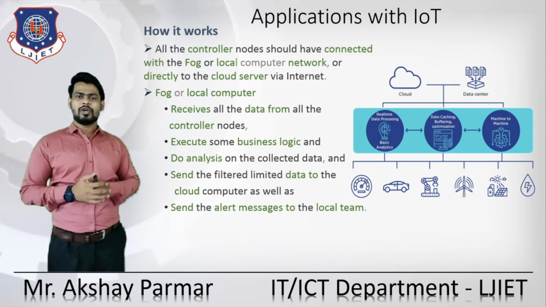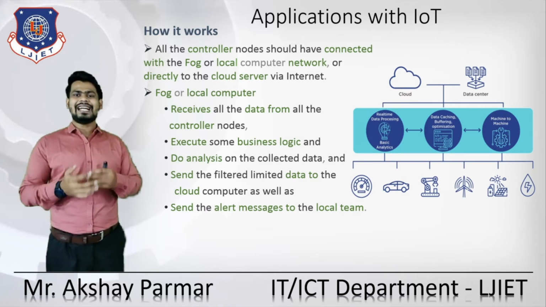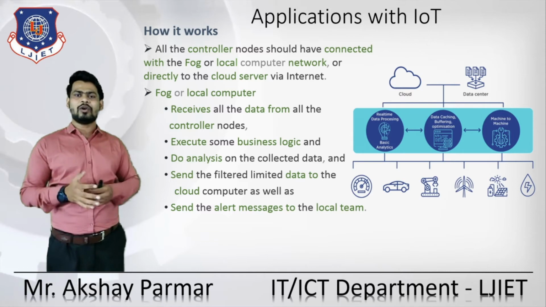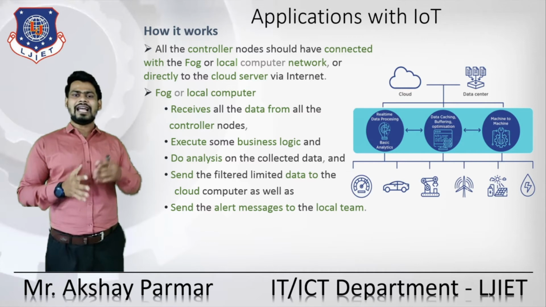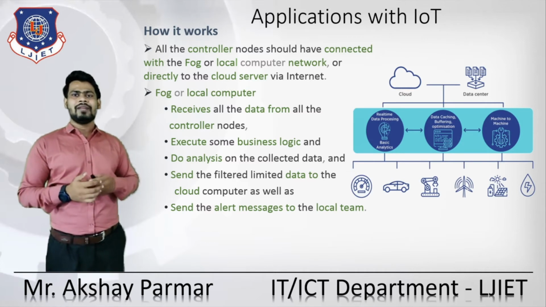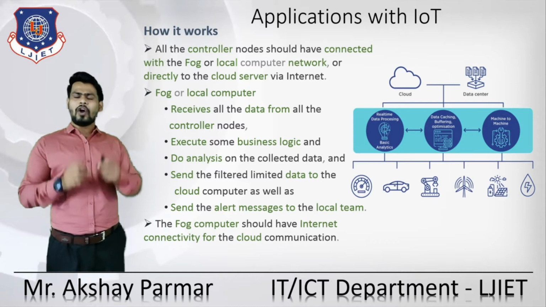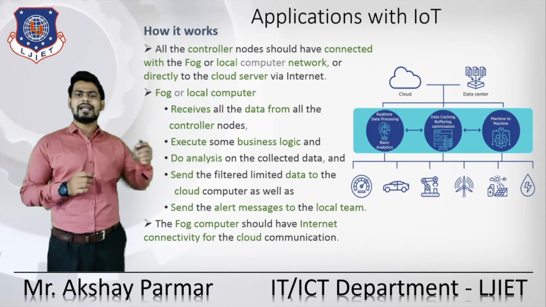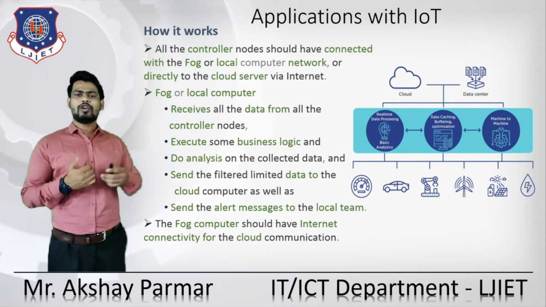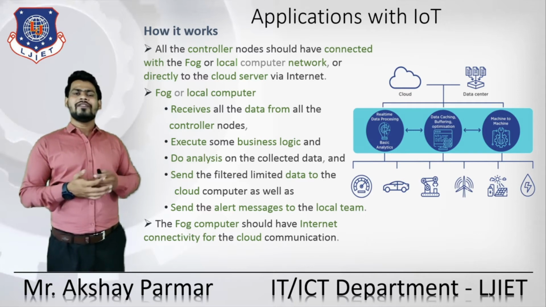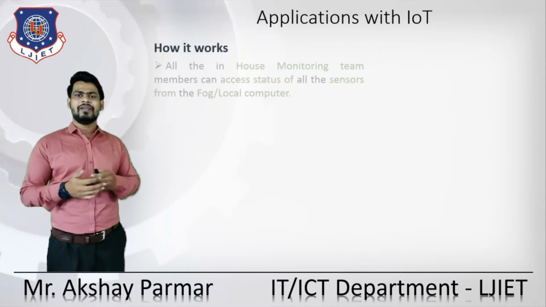And after shortlisting or filtering the data, the local computer sends the data to the cloud computer as well, right? And after that, we send an alert message to the local team. So that is the basic task for the local computer. The fog computer should have internet connectivity for cloud communication, right? For communication between the cloud and a fog computer, we need internet connectivity.